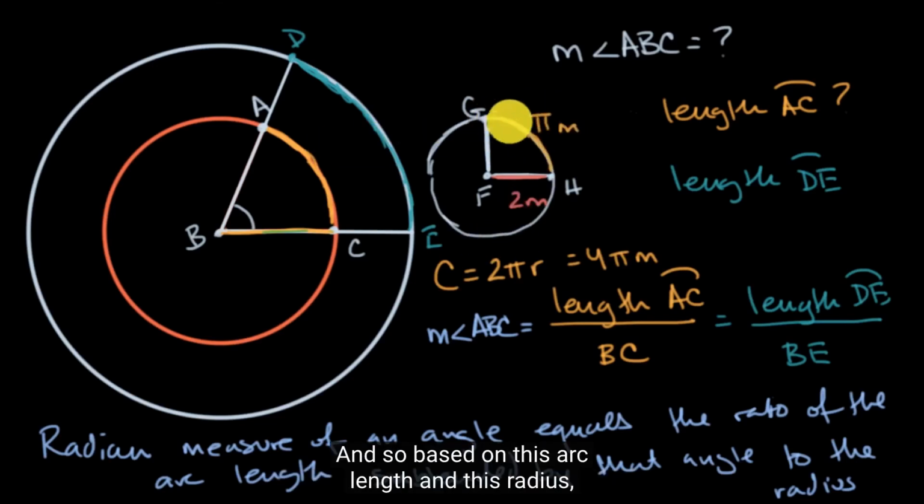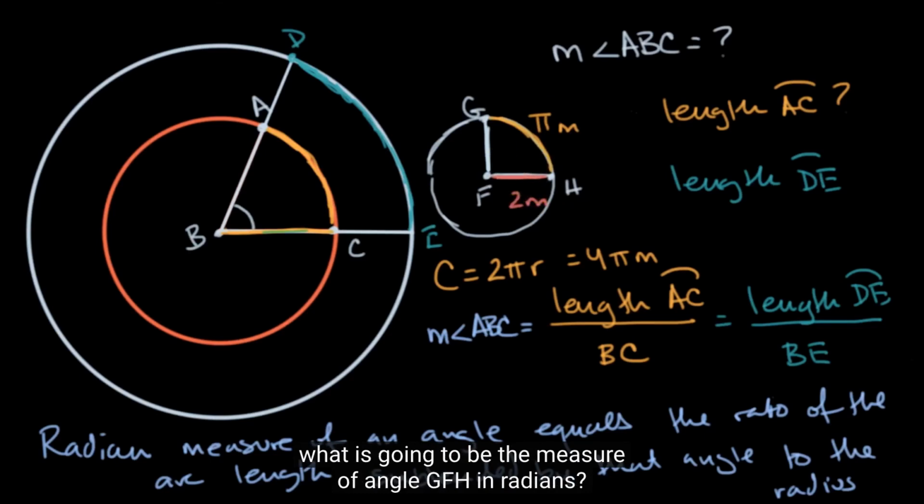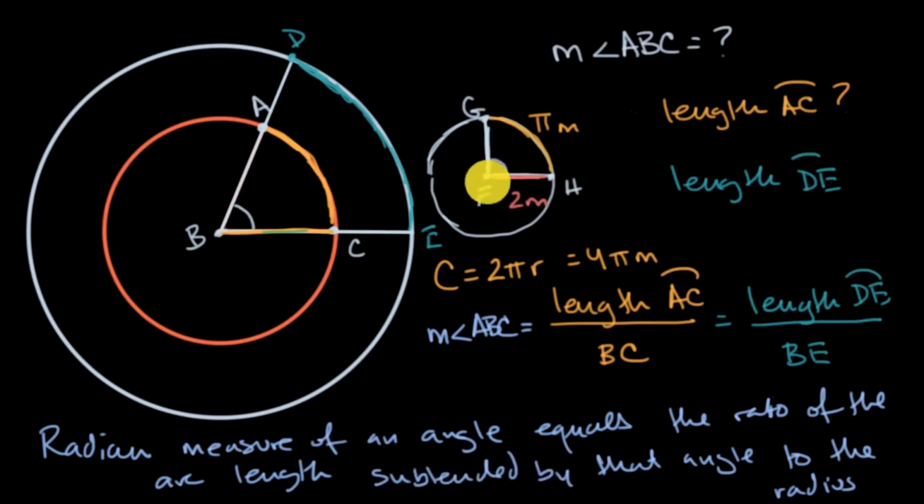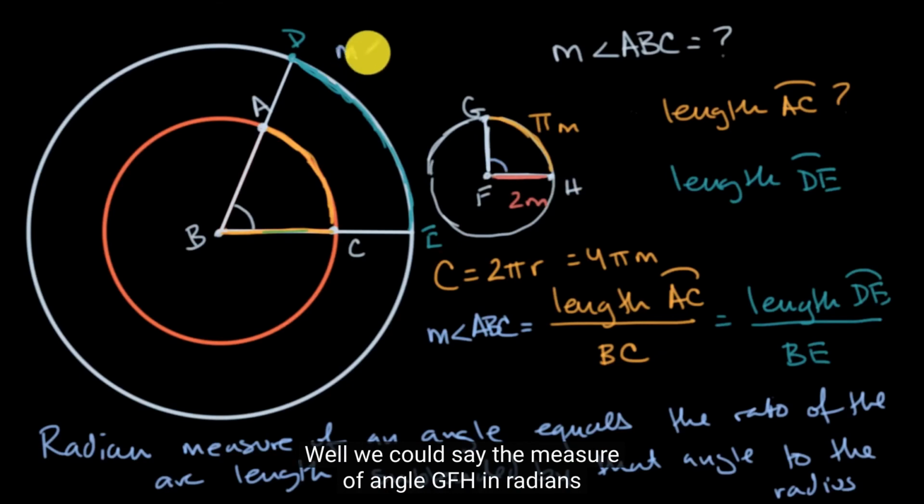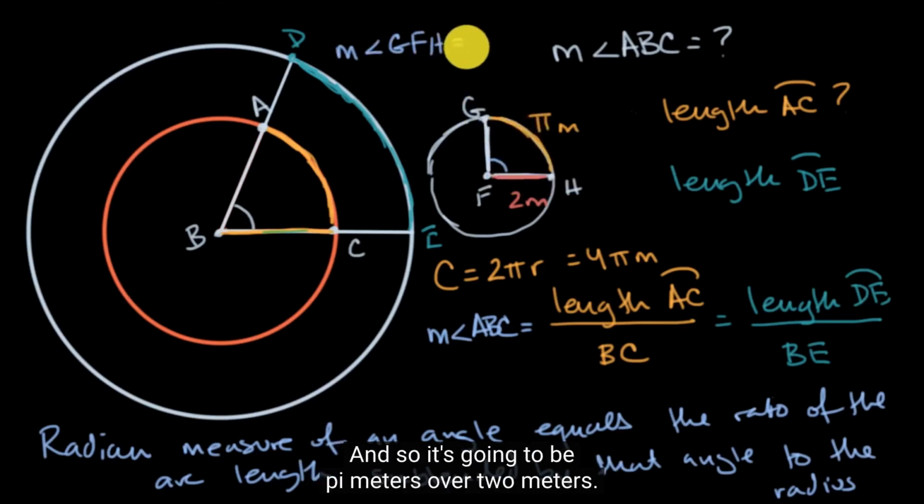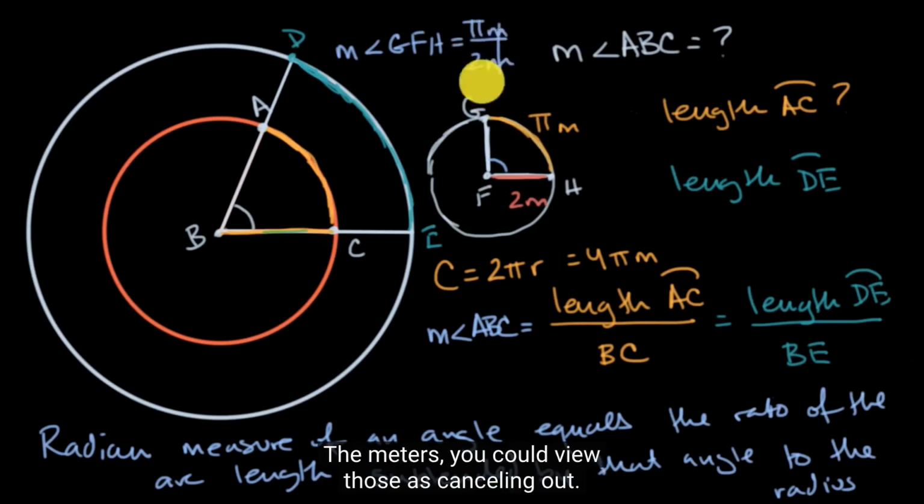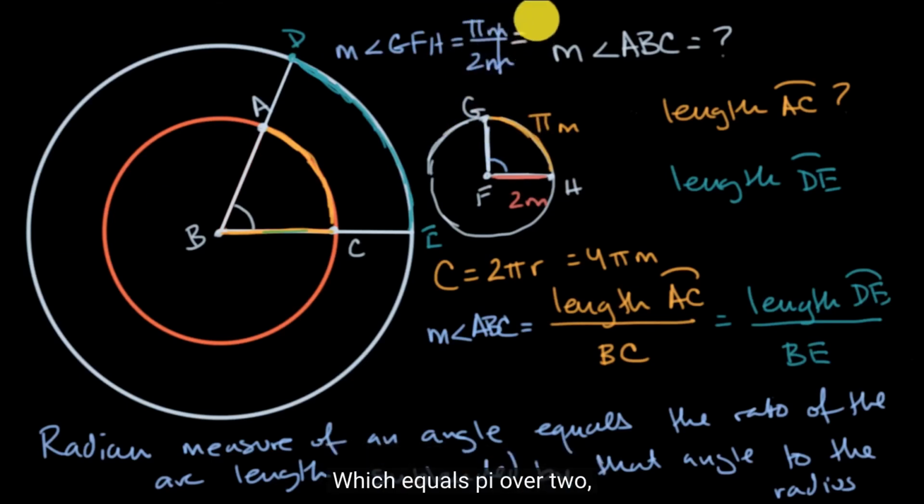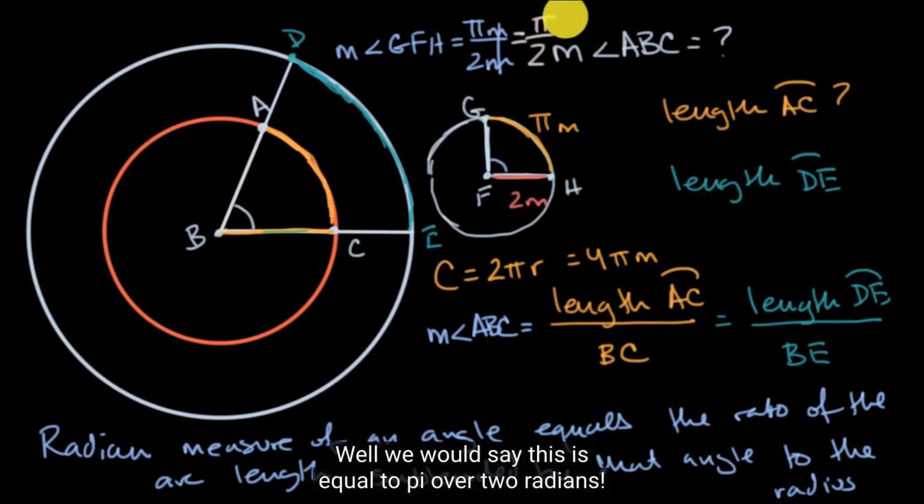And so based on this arc length and this radius, what is going to be the measure of angle GFH in radians? Well, we could say the measure of angle GFH in radians is going to be the ratio between the length of the arc subtended and the radius. And so it's going to be pi meters over 2 meters. The meters, you could view those as canceling out, which equals pi over 2. And pi over 2 what? Well, we would say this is equal to pi over 2 radians.